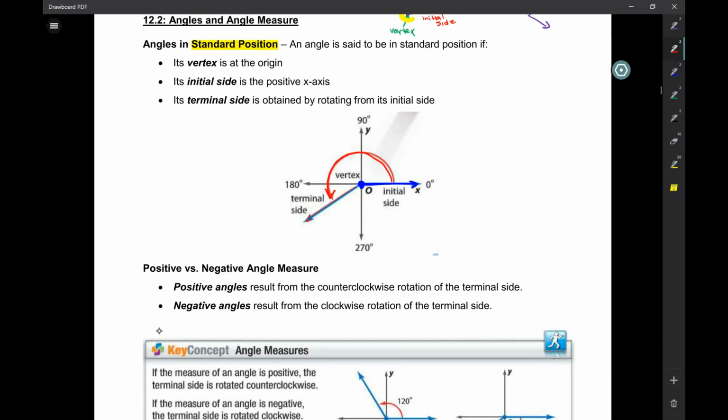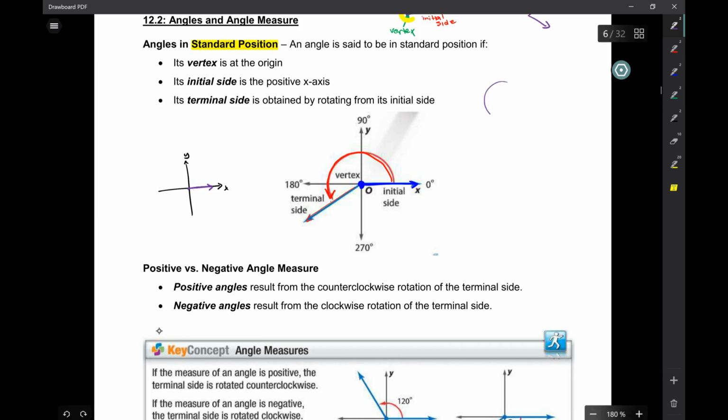Now, you notice I've been saying we rotate away from the initial side. I haven't really specified a direction like up or down and so on and so forth. The reason for that is if I have an angle in standard position like this, all right, so here's my initial side. Now I can either rotate up or down. Now in math, we don't really say up or down. Instead, we use the words clockwise or counterclockwise.